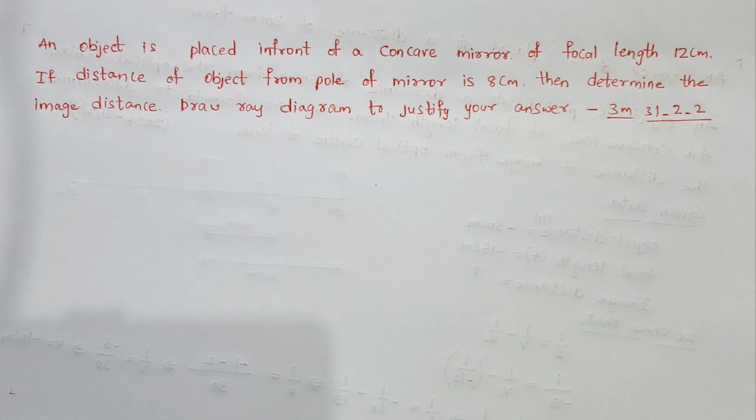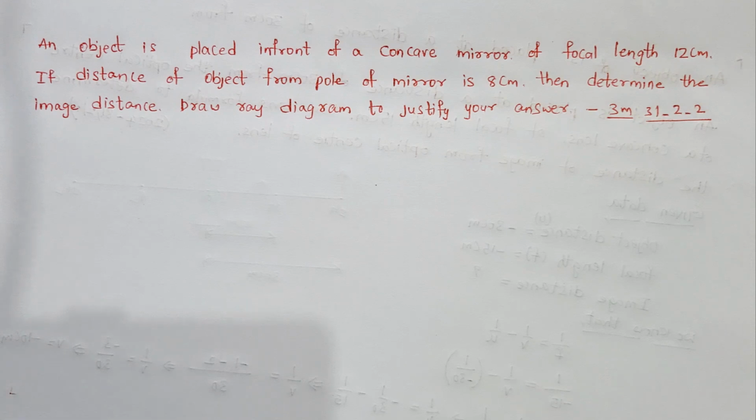The question is: an object is placed in front of a concave mirror of focal length 12 centimeters. If the distance of the object from the pole of the mirror is 8 centimeters, determine the image distance. So we have to find out the image distance. Which case does it come under?